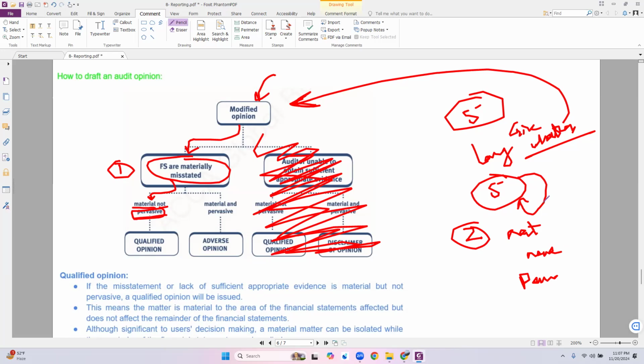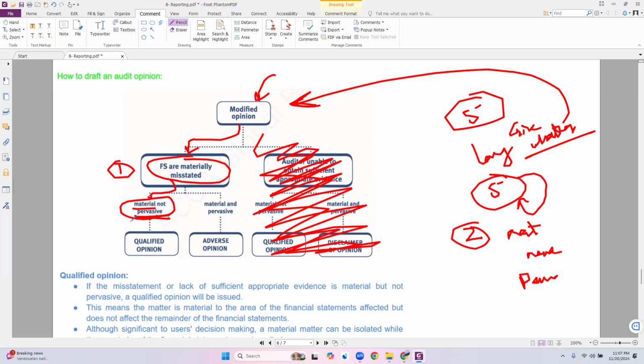Do you understand the concept? Pervasive, for example, I'm telling you, only affects 2 places. For F8, remember, it only affects 2 places, not more than that. This means that you should learn the professional words. Do not learn that the mistake is in less than 2 places. Learn that the mistake is material, but it is not pervasive.